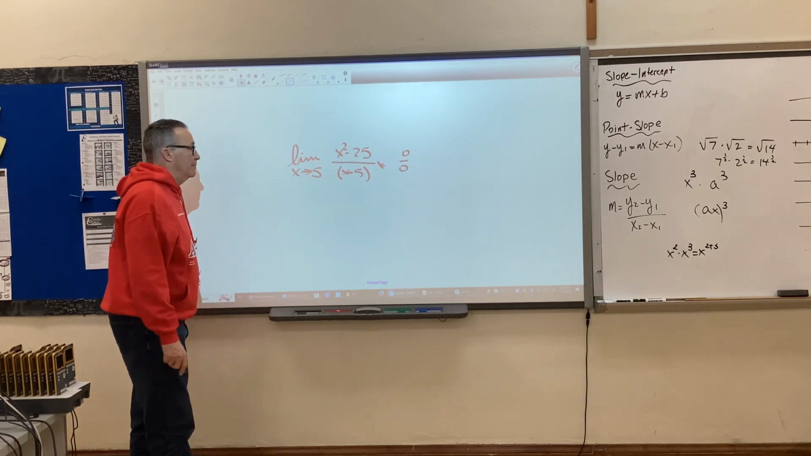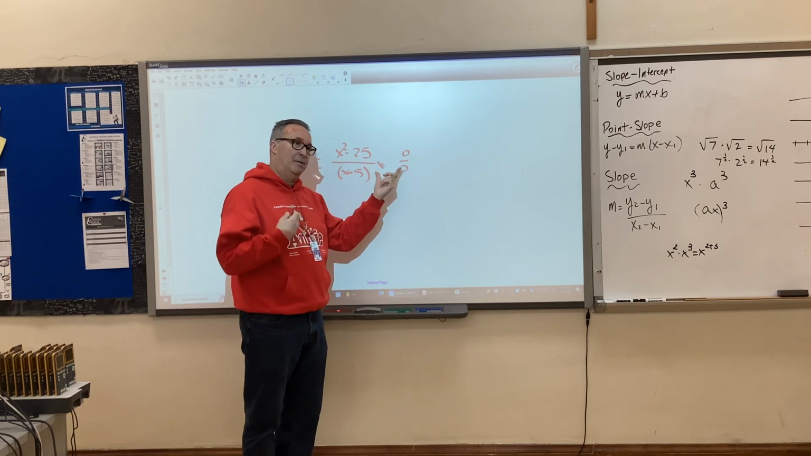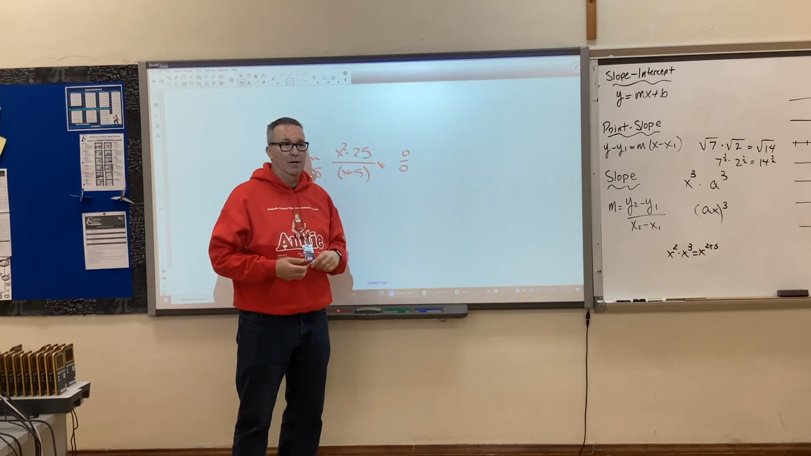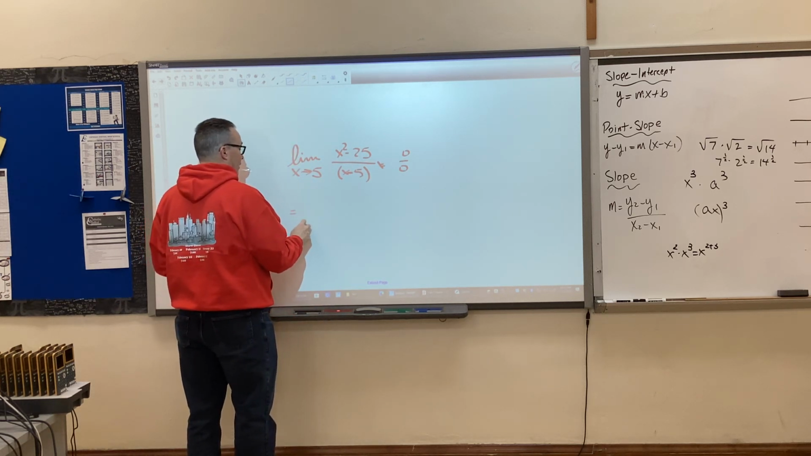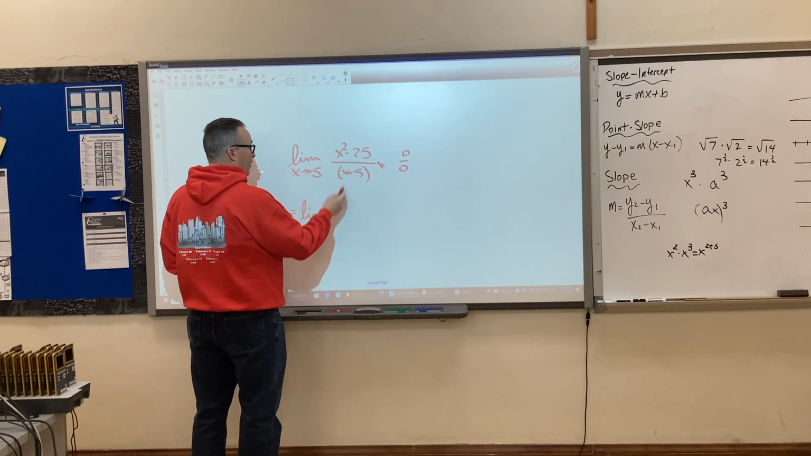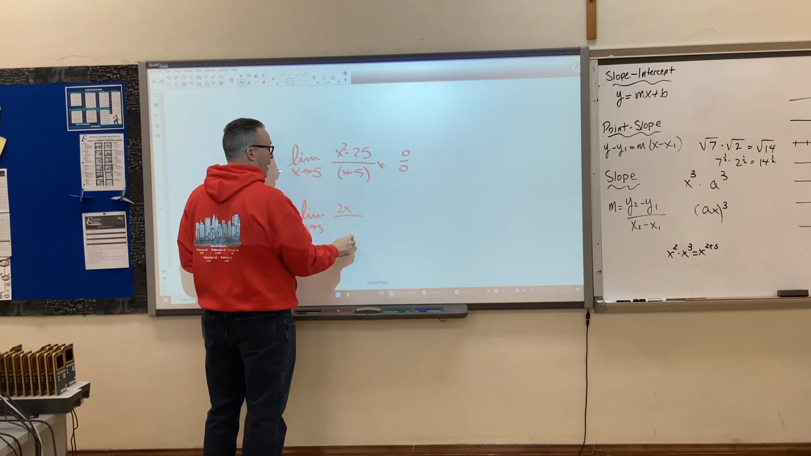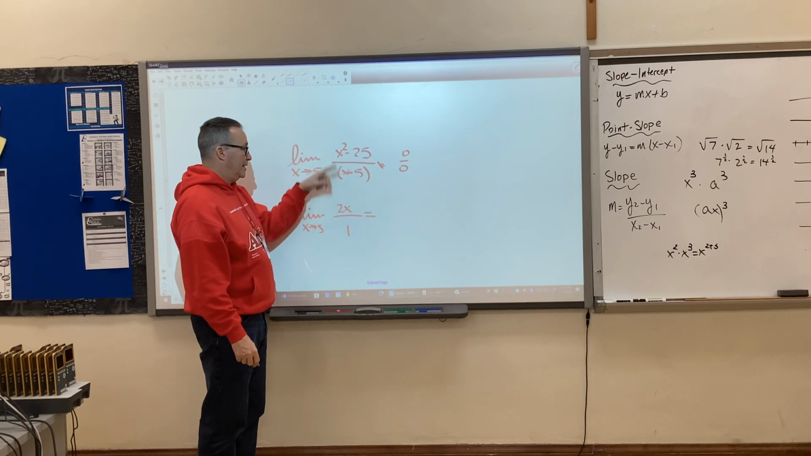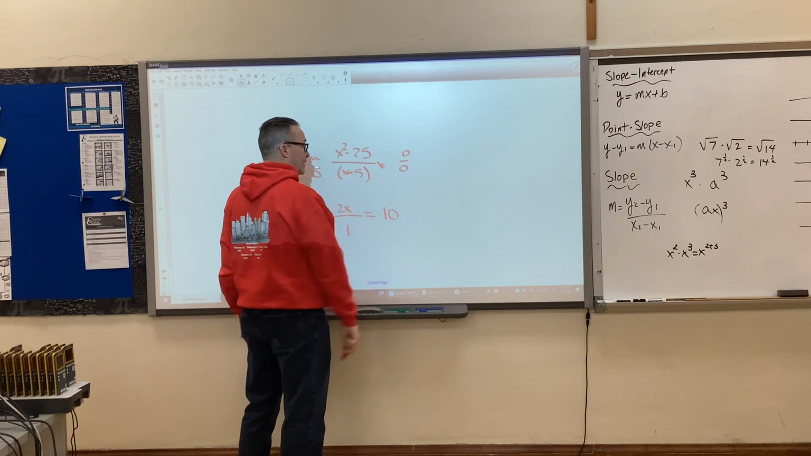Anyway, if you show on a free response question that when I plug in 5, I get 0 over 0, it allows you to take the derivative of the top. So this equals the limit as x approaches 5 of the derivative of the top, which is just 2x, and the derivative of the bottom is 1. This is employing L'Hopital's rule, and when we plug in 5, we get 10. And that's really the answer.